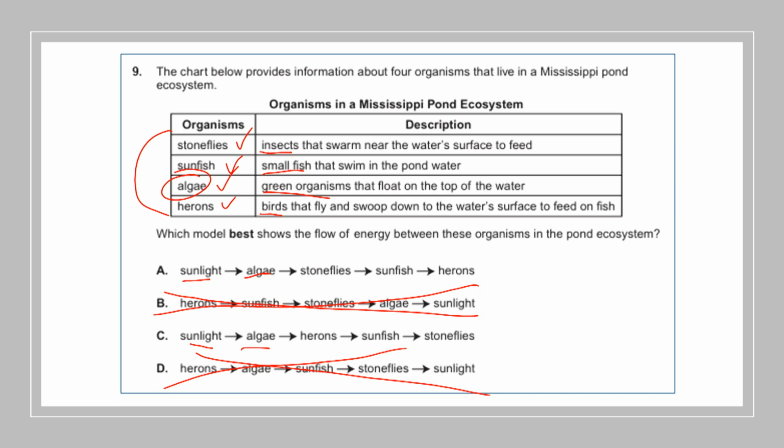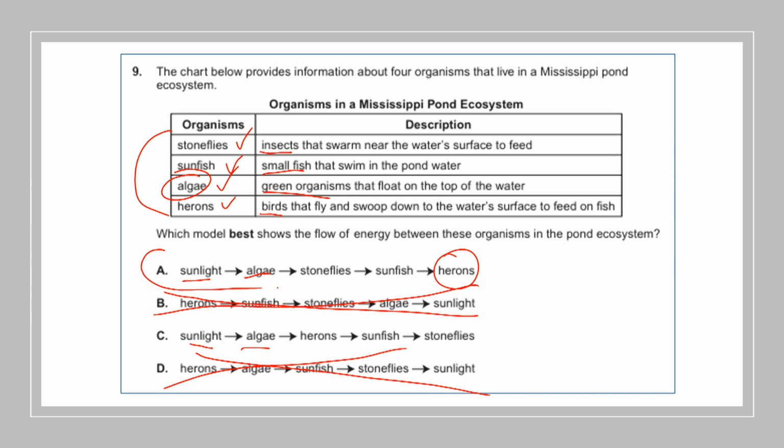So what's going to eat the algae? We kind of have to ask ourselves that. What's going to eat the algae? What's more likely to eat algae? The heron or the stonefly? Well, to me, if you know anything about herons or if you know anything about food chains, herons like to eat fish. They don't eat algae. They eat fish instead. So to me, this looks like the correct line.